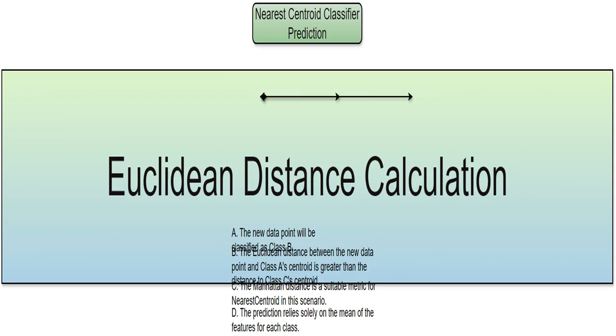This statement checks if the NearestCentroid classifier correctly assigns the new data point, (5, 4), to class B. We'll need to calculate the distances from the new point to each class centroid and see which is the smallest. This is about verifying the accuracy of the classifier's prediction.